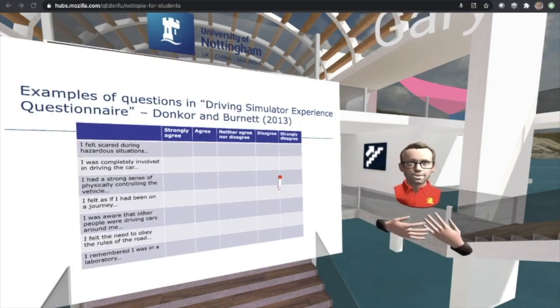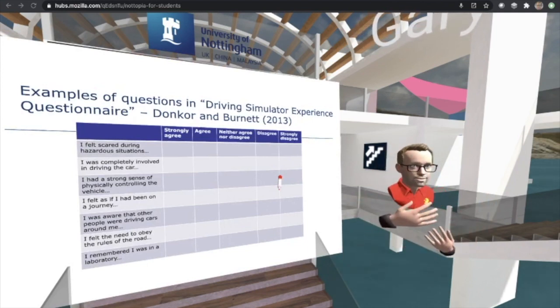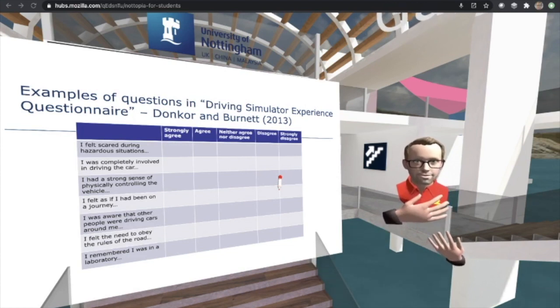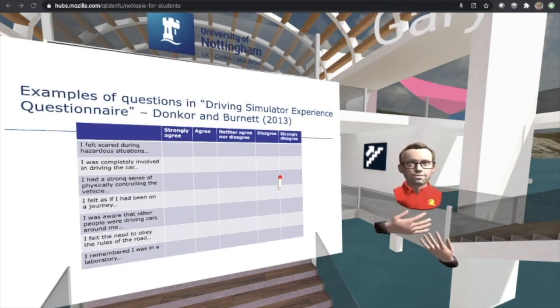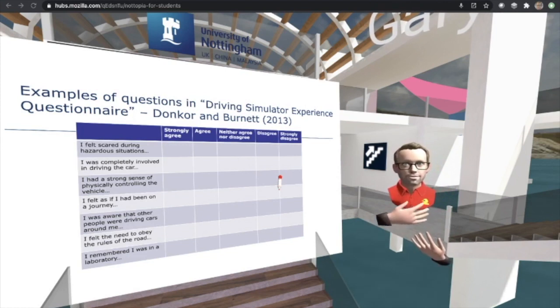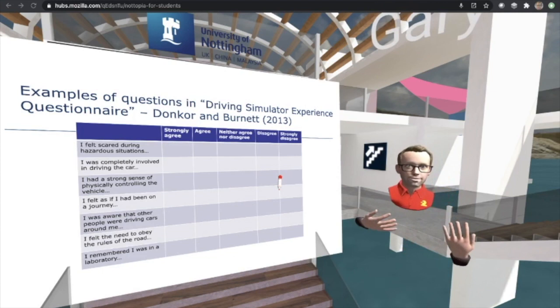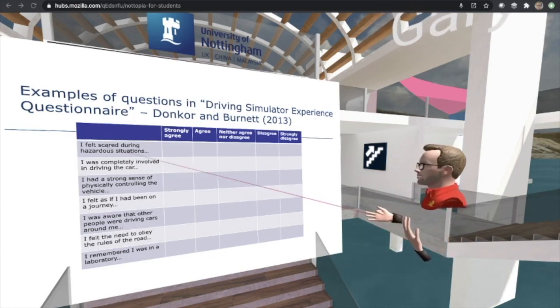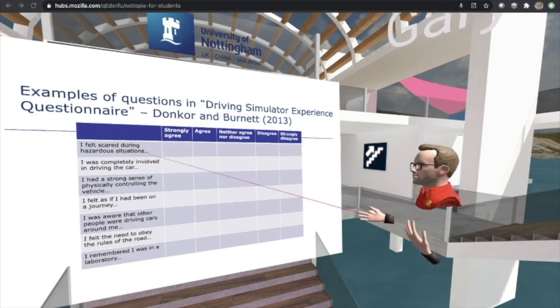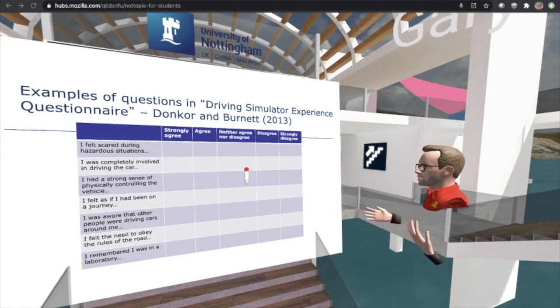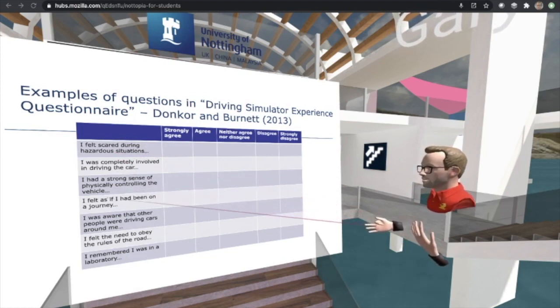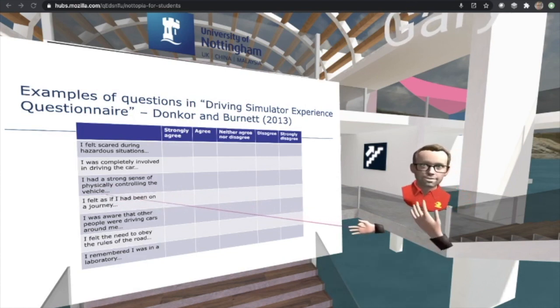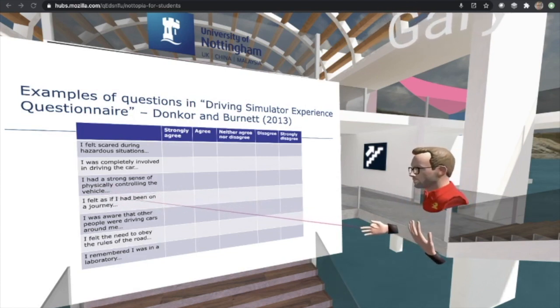And the last slide just relates to some research from one of my PhD students that looked at the concept of presence, but related it specifically to driving simulators. And he had a number of different questions. These are just a few of them, but you can see some of these might relate to emotions, like I felt scared during hazardous situations. Some might relate to the control of the vehicle. Strong sense of physically controlling the vehicle. Again, I felt as if I'd been on a journey, so more strategic parts of the driving task.